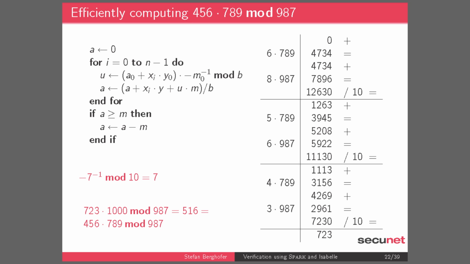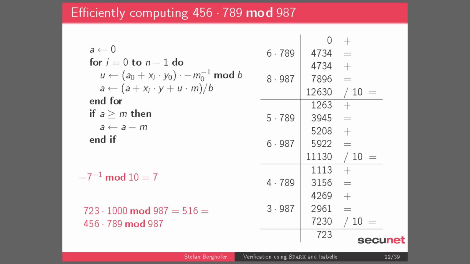So here we have a number that we'd like to divide by 10, but we can't do that. So we have to multiply that least significant digit with the additive inverse of the multiplicative inverse of the least significant digit of the modulus. In this case, this is just 7, and 7 times 4, that's 28, modulo 10, that's 8. So we have to add 8 times 987, so 987 is the modulus, and now that's divisible by 10.